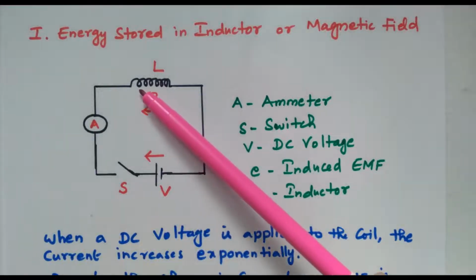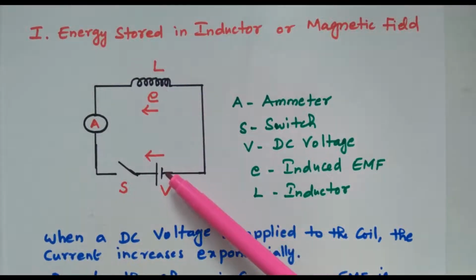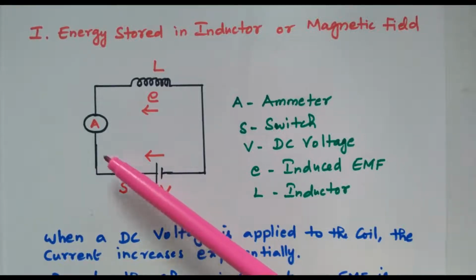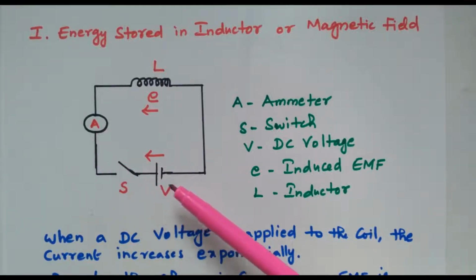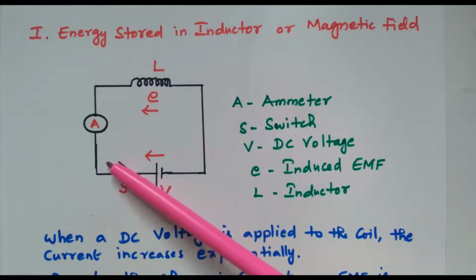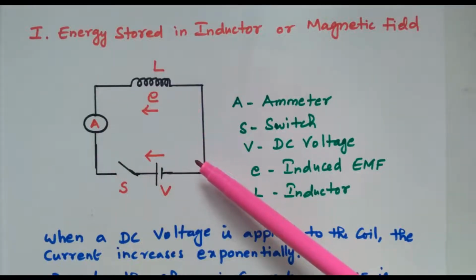Let us consider this inductor is available. It is connected with the DC supply. It is connected through switch and the ammeter. When the DC supply is given, the current will flow through the inductor.